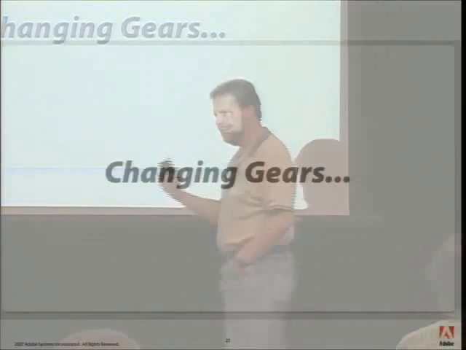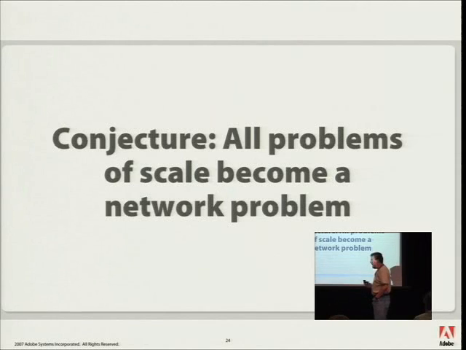So we're going to change gears a little bit here. I have a conjecture, which is that all systems eventually grow and turn into some kind of network problem. Okay? So if you have any problem of scale, what that usually means is that you have to be able to reason about the system as a whole by being able to reason about it locally.